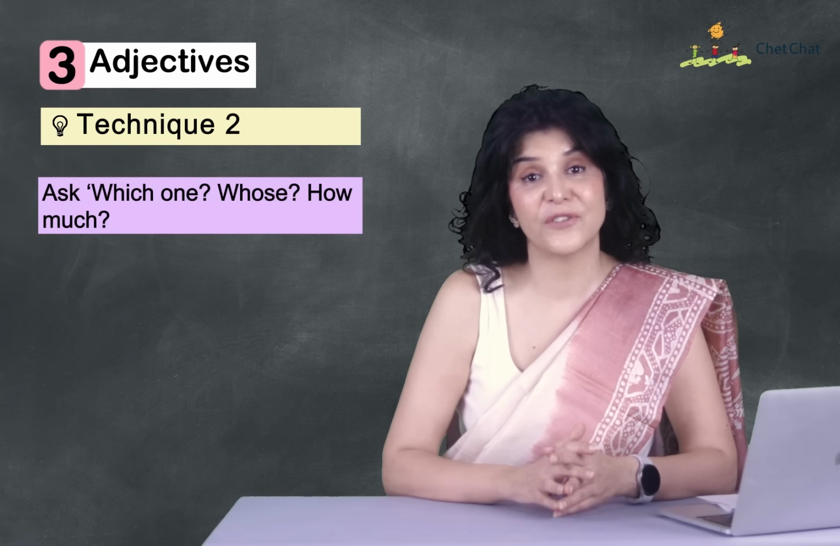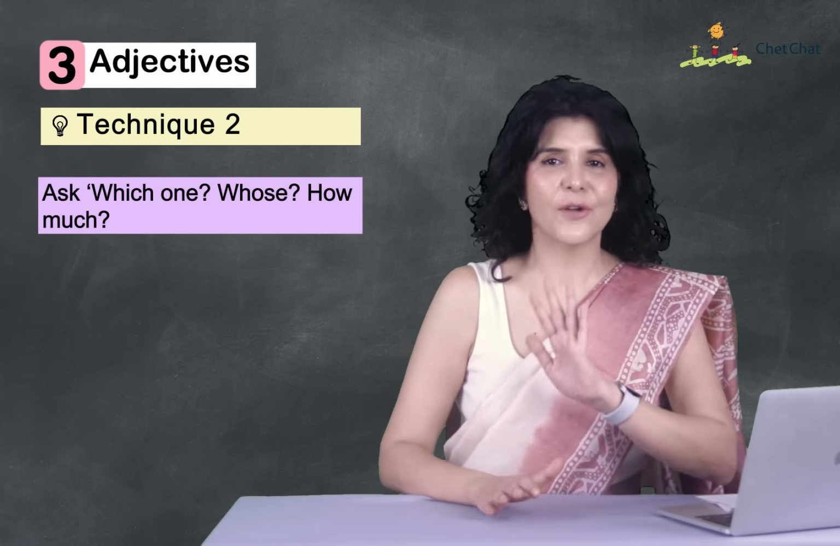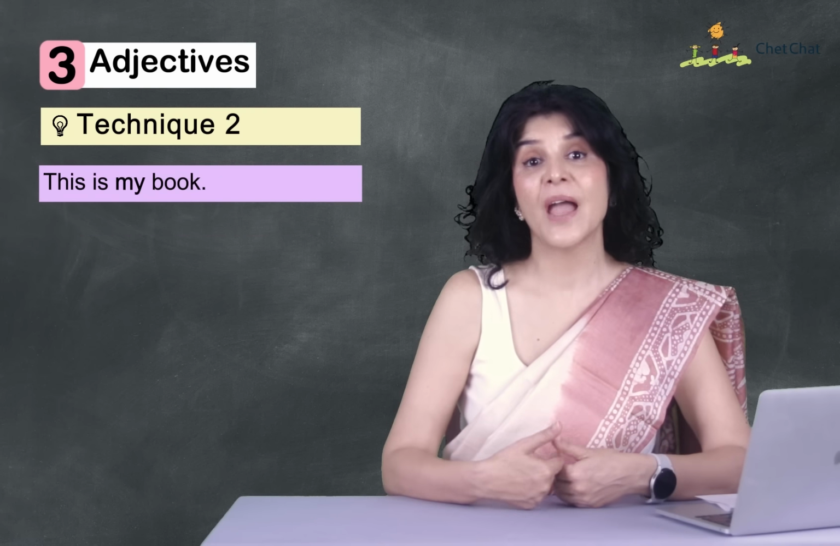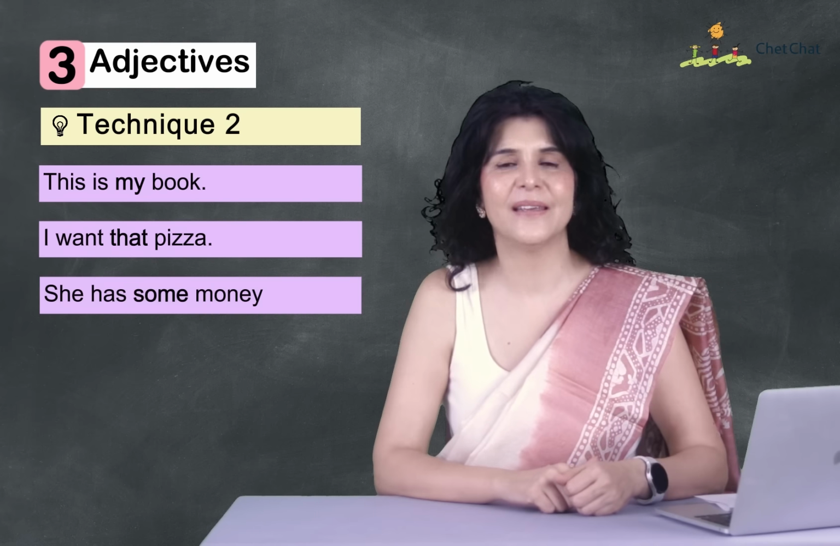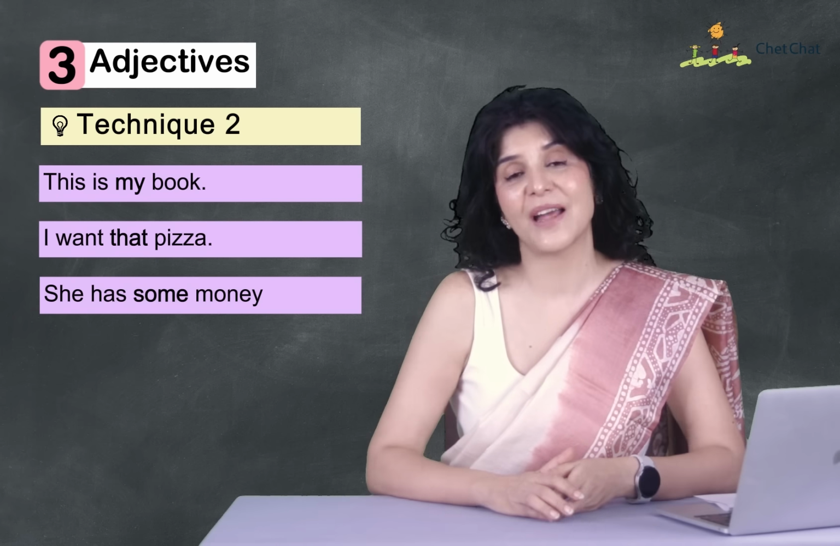Next, let's go to technique number 2. Ask these questions. Which one, whose, or how much? Look at these sentences. This is my book. Whose book? My book. I want that pizza. Which one? That one. She has some money. How much? Some. So these words are also adjectives.